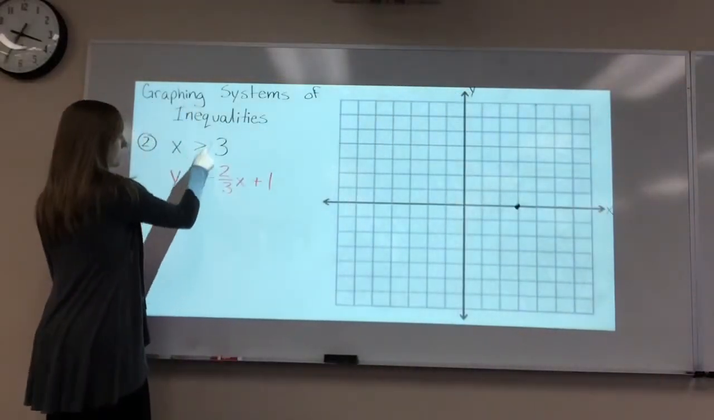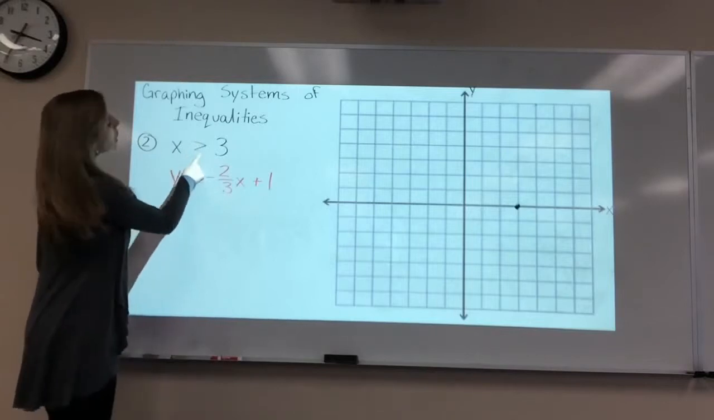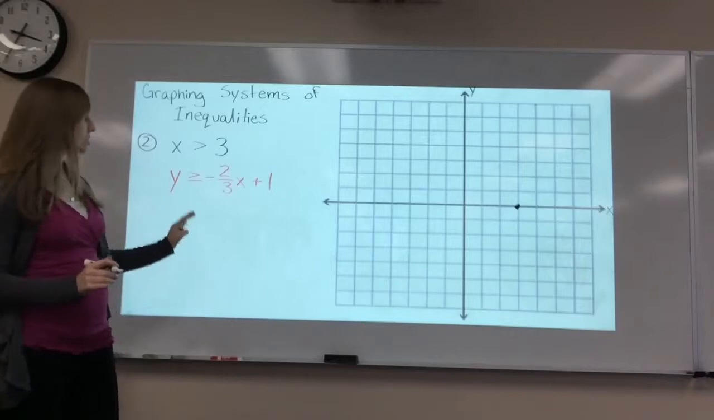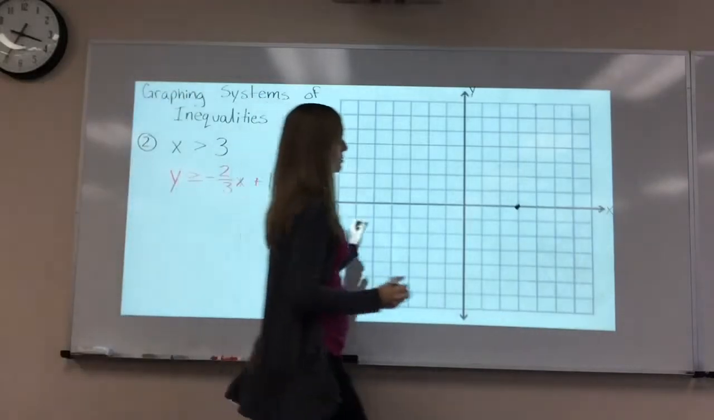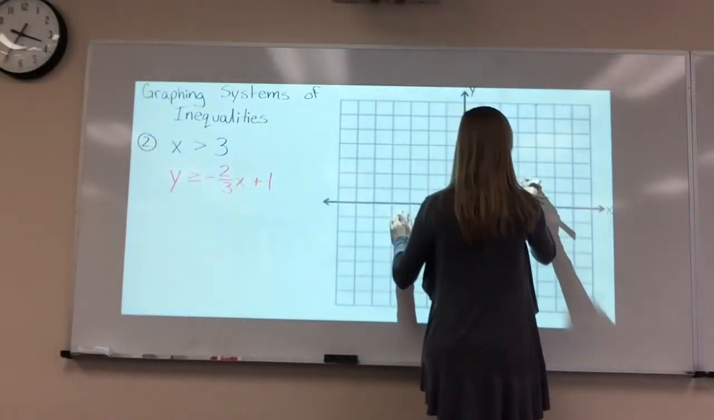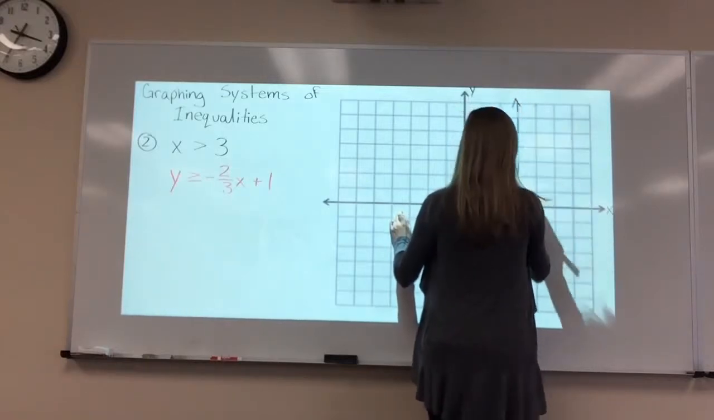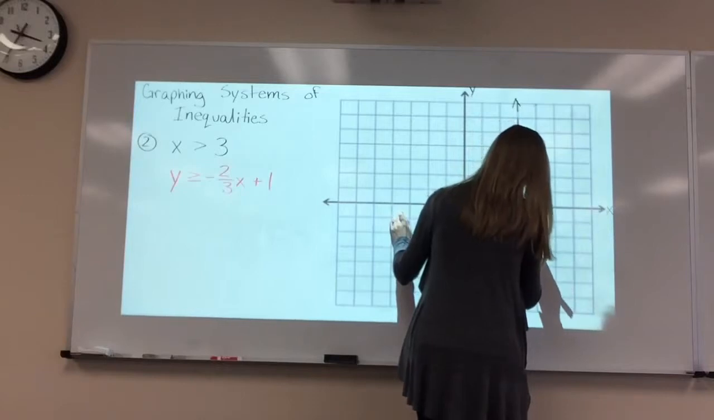I need to figure out if it's going to be solid or dashed. Looking at my inequality, there is no equal to bar, so I know I should draw a dashed line. So I'm going to go ahead and draw a vertical dashed line right here, where x is 3.